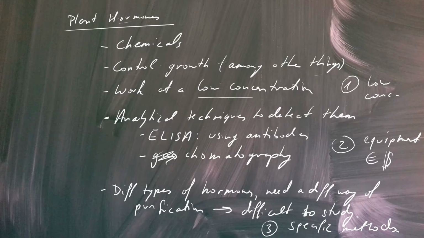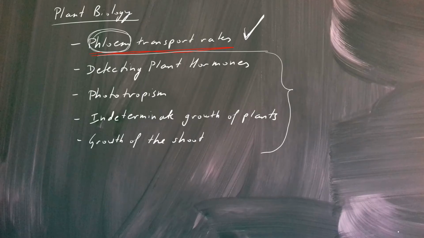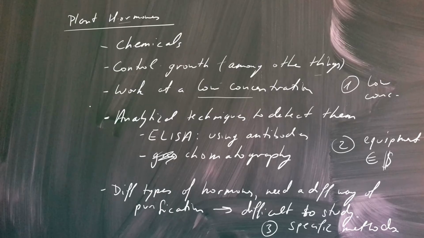But those plant hormones actually do play a pretty important role. So that was detecting plant hormones, and the difficulties of detecting them. And now I would like to show you a couple of applications. One of these applications is called phototropism. This is when a plant grows towards light. And so that is the next topic that I'm going to talk about here.